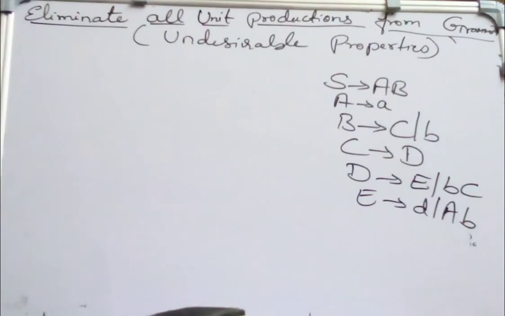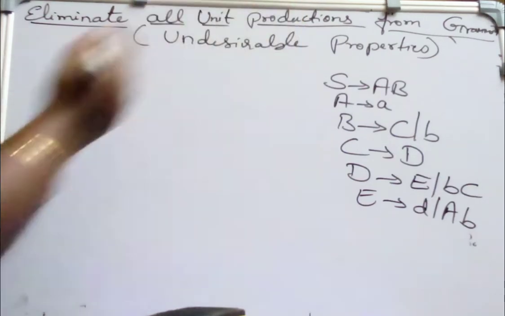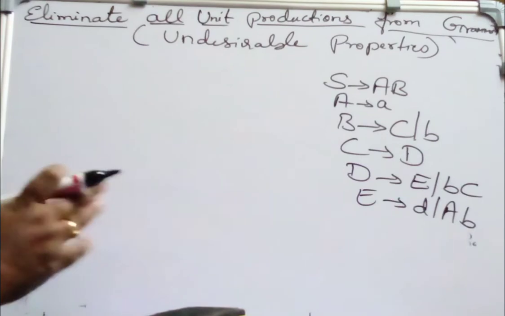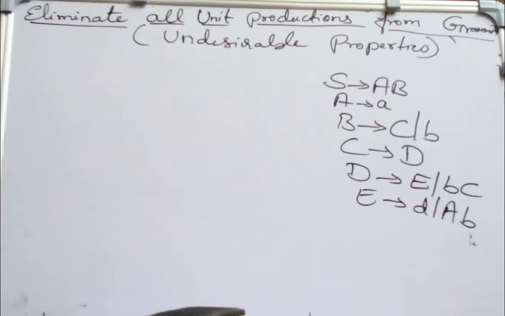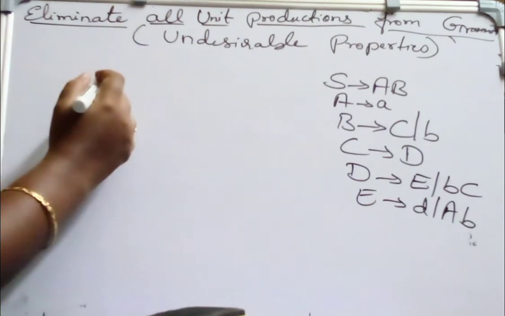This is Vijay Lakshmi. Today I am discussing how to remove the unit productions from the grammar G. It is also one of the undesirable properties in a context-free grammar. So before removing the unit productions, we should know what actually a unit production is. Consider a grammar G equal to (V, T, P, S).